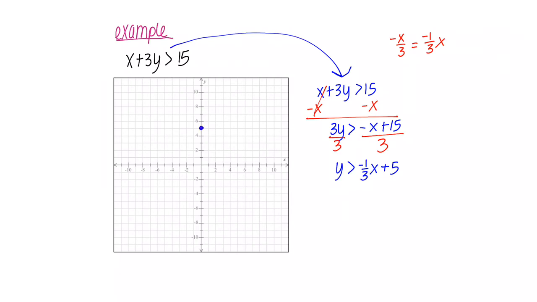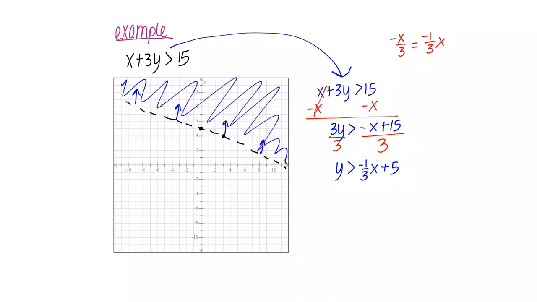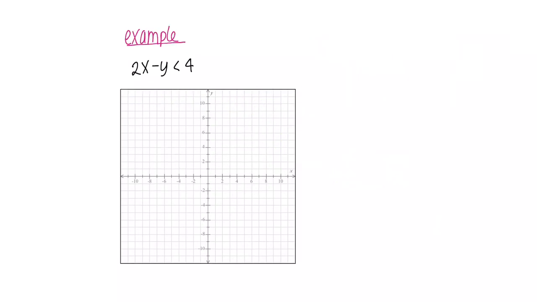I'm going to plot 5 on the y-axis. And then down 1 over 3. There's my next point. There's no underline, so this will be a dashed line. And then it's a greater than symbol, which means that we are shading above the line. So that will be this region right here. Done. All right, one more problem, just for good measure.